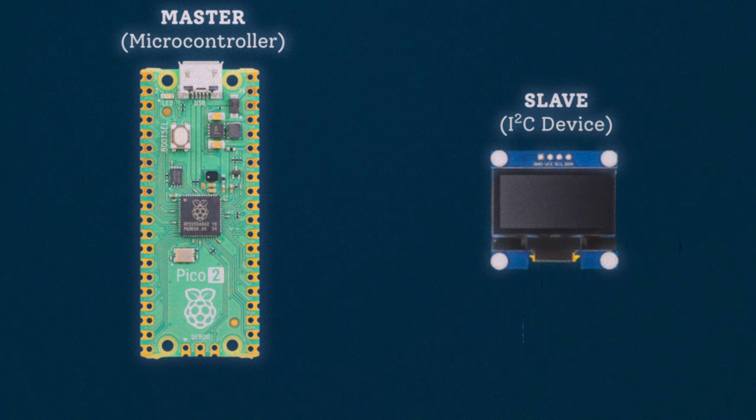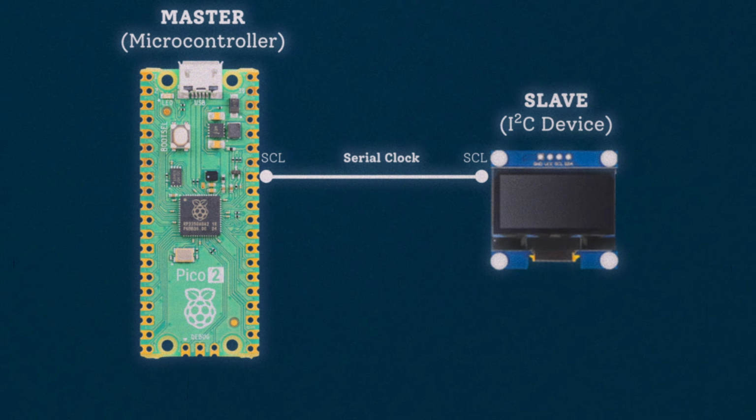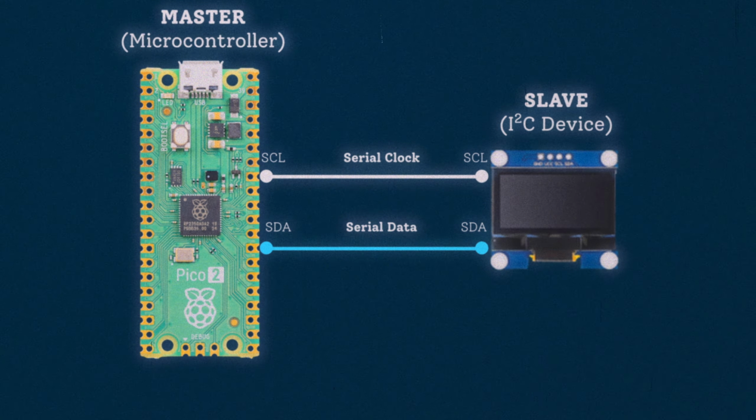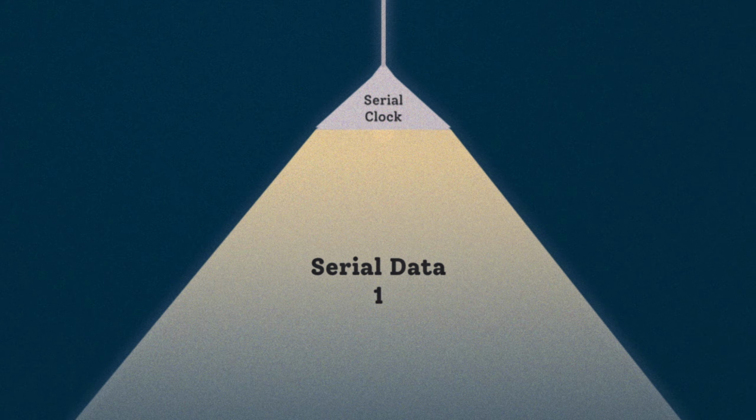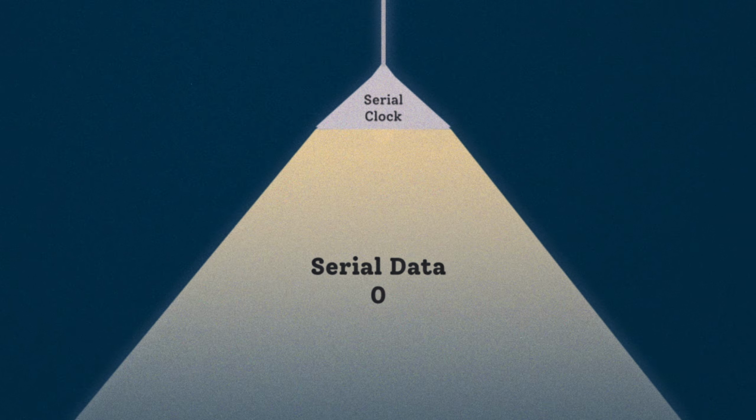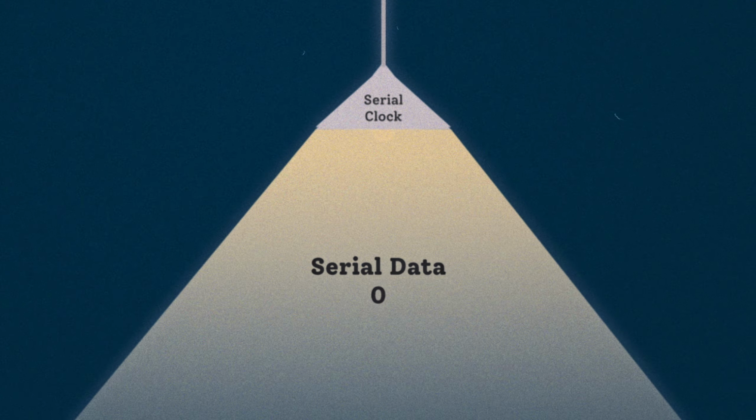When we connect a microcontroller to a slave device, we connect two pins. One is the serial clock pin, and the other is the serial data pin. Every time a transmission is started, the master will generate a clock signal via the serial clock pin. You can think of it like a blinking light that's shining on the serial data pin. Both master and slave devices will only read the data that's on the serial data pin when the light is turned on. That is, when the serial clock pin is pulled high.